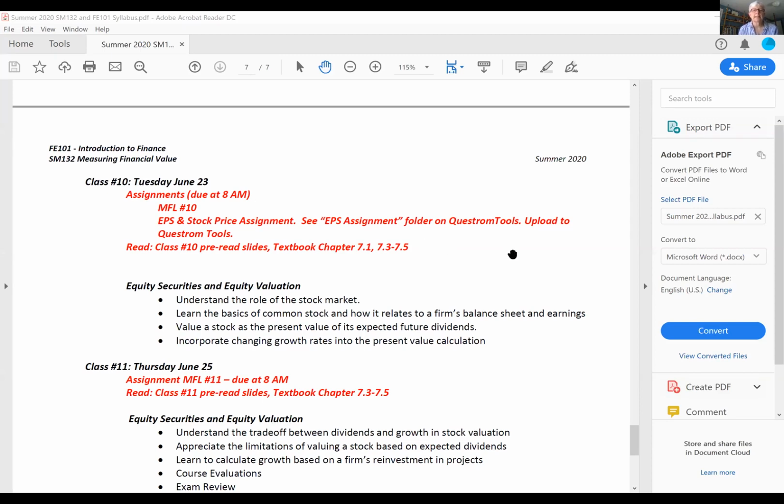Tuesday is class 10. You have my finance lab due. You also have, when you go into Questrom Tools, you're going to find something called the EPS assignment. Open it up. It'll tell you what to do. Actually, I will open it up and show it to you right now. So you have 2 things due on Tuesday. You get 1 point for each of them. So make sure you get both of your points. Let me stop the share and pull up the assignment so you can see what it looks like.